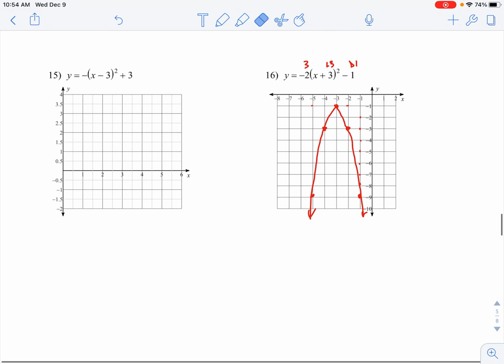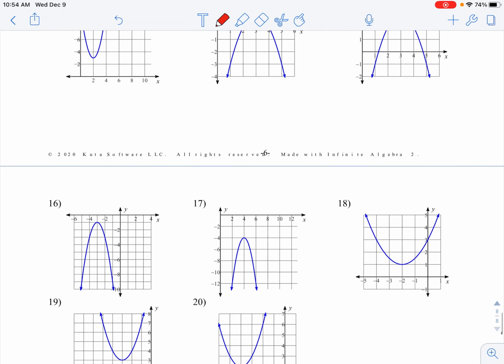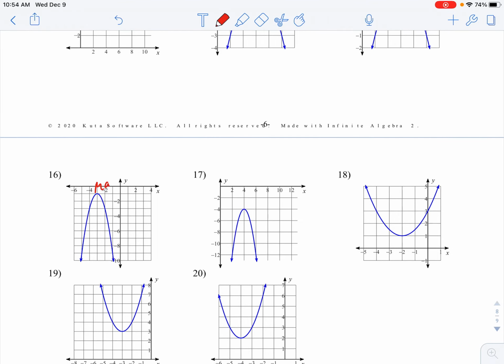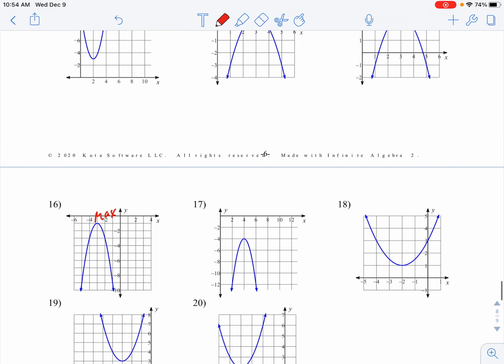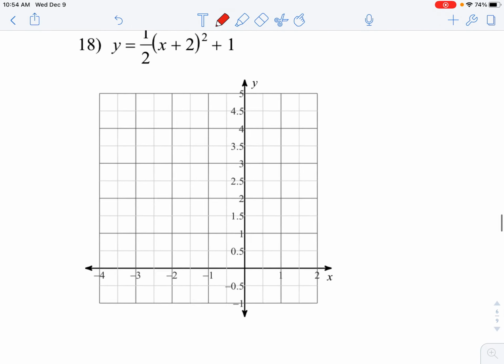Did I check number 16? No, I didn't even finish it. Max. Labeling it maximum or minimum, I hope is no severe issue for you. Should be all good. All right, number 18.